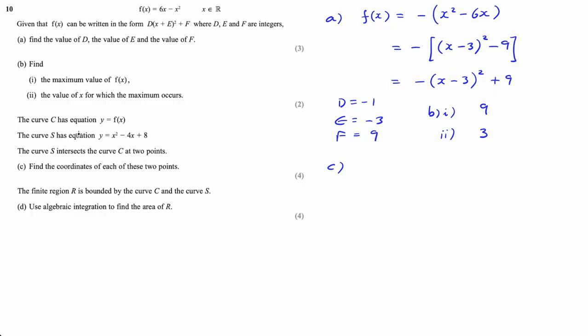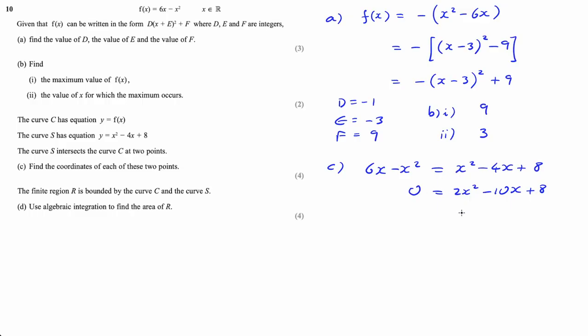Curve C has equation of y equals f of x. S is this equation. They intersect at 2 points. Find the coordinates of each of these 2 points. Okay, also not a bad question, guys. I can just equate them. So to find where they meet, we equate them. 6x minus x squared equals x squared minus 4x plus 8. Let's make this a quadratic. 2x squared. Subtract the 6, so this is going to be minus 10x plus 8 equals 0.